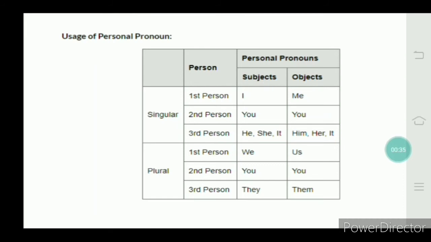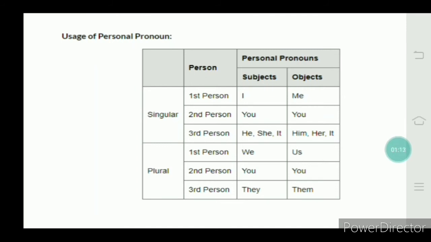For example, for subject, you use it as I love you. If you use I as an object, it will become you are loved by me, not you are loved by I. It is not like that. Therefore, when you use I as an object, it will become me. Second person, the same. You will be still you, even if it is used as an object in the sentence. And third person, he, she, it will become him, her, it, once it is used as an object in the sentence.